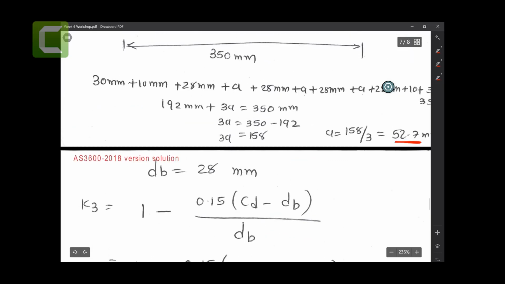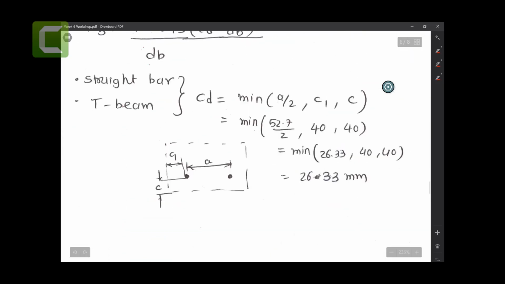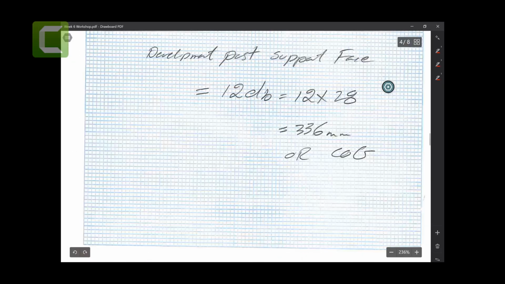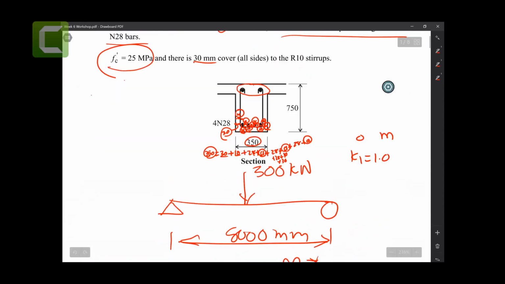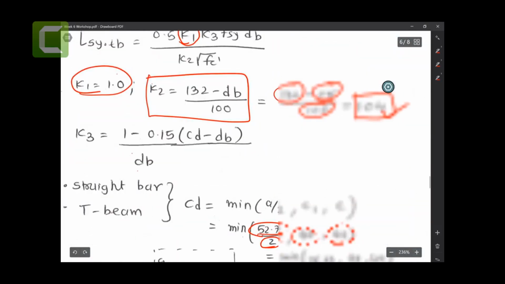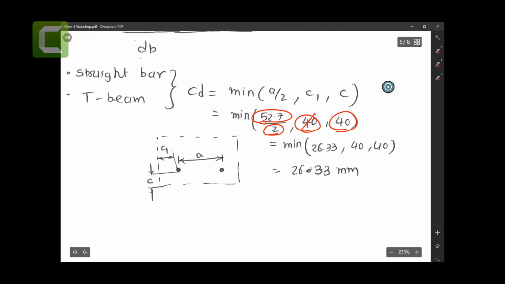Then you put this in the minimum one: 52.7 divided by 2 is 26.3. Why do I get 40 here? Probably I missed something, probably 30. We just need to change that to 30. I think I have a typo, please correct it. Here we're going to get 30. I think the answer is not going to change, because you have 30 here and 30 here. This 26 will be the winner, because we need the minimum. So the answer will not change.